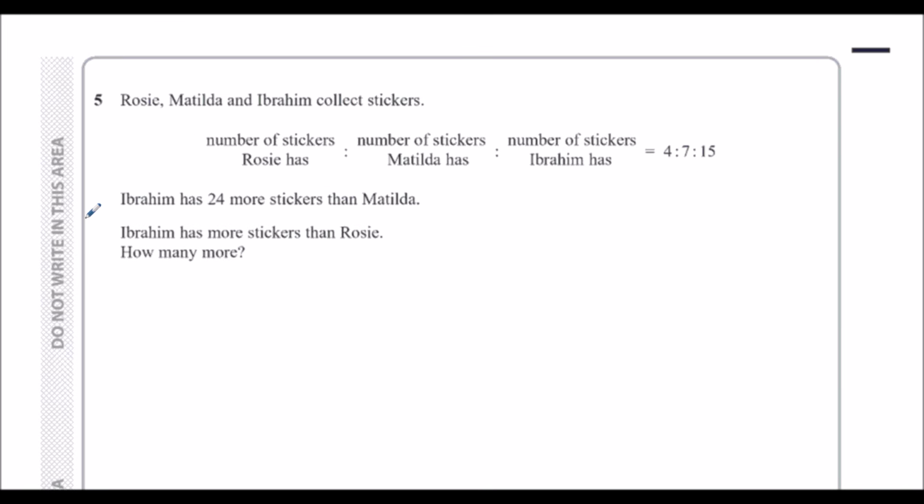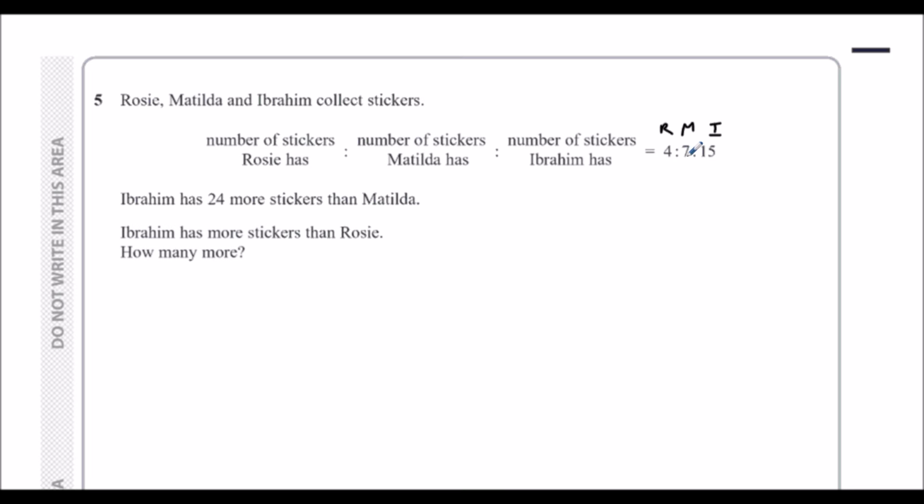Question 5. Rosie, Matilda and Ibrahim collect stickers. The number of stickers Rosie has to the number of stickers Matilda has to the number of stickers Ibrahim has is 4 to 7 to 15. Ibrahim has 24 more than Matilda. So that's Ibrahim, Matilda, Rosie. Ibrahim has 24 more. How many more stickers does he have than Rosie?